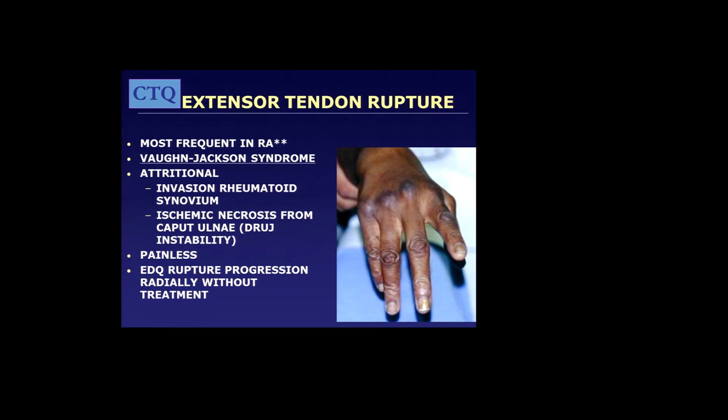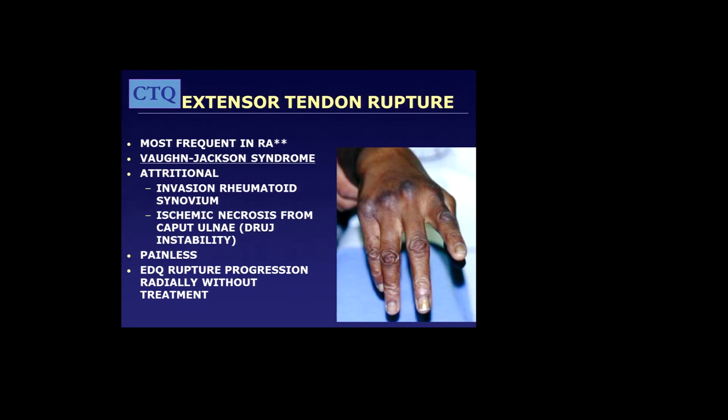It can also create significant instability of the joint, to the point where the ulnar head can be very prominent, and as such creates a rough area where the tendons travel. As such, lesser finger extensor tendon ruptures are common. Again, this is called the Caput-Ulnae syndrome.